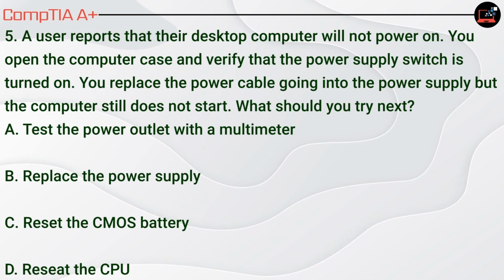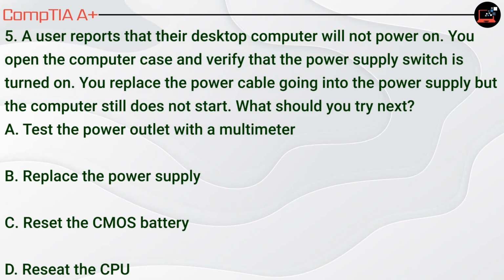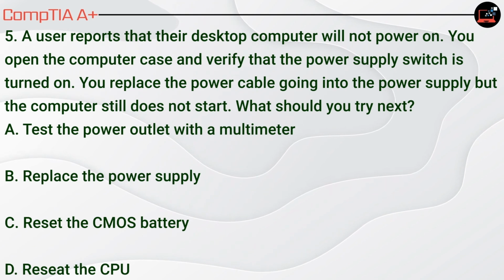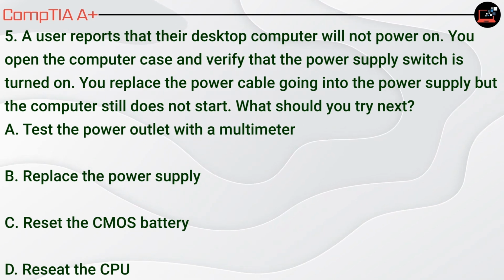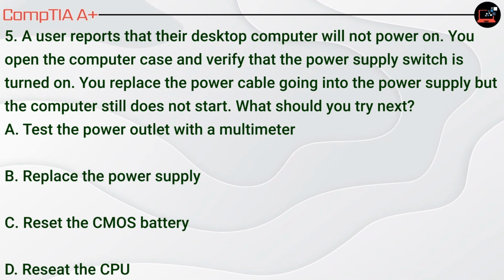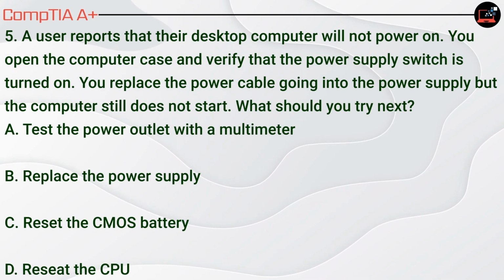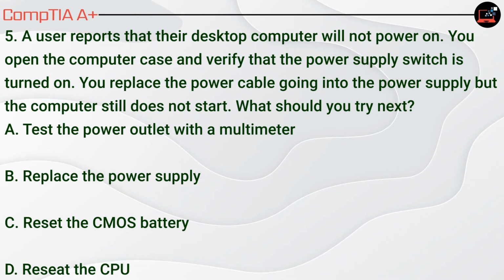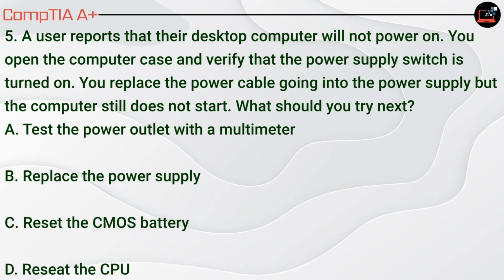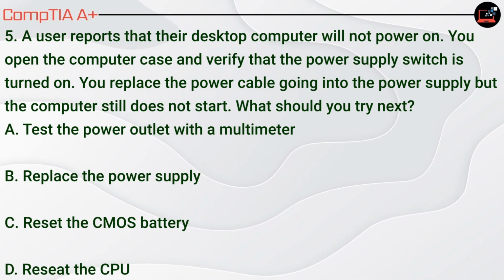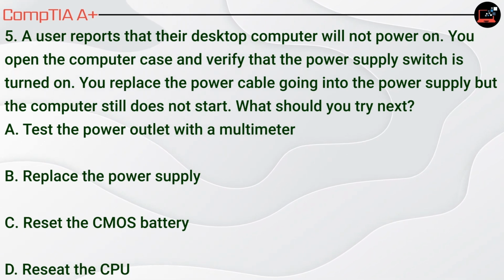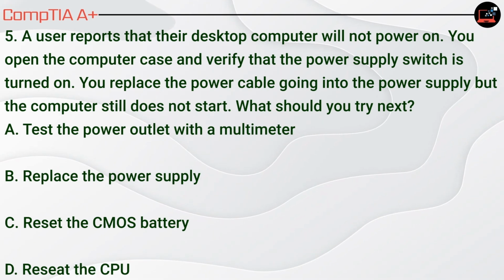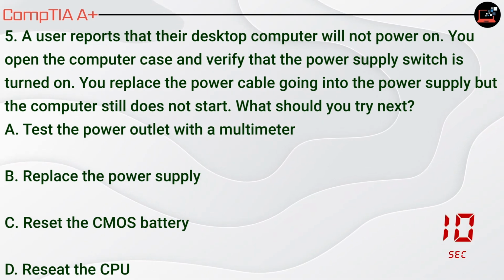Five. A user reports that their desktop computer will not power on. You open the computer case and verify that the power supply switch is turned on. You replace the power cable going into the power supply, but the computer still does not start. What should you try next? A. Test the power outlet with a multimeter. B. Replace the power supply. C. Reset the CMOS battery. D. Reseat the CPU.